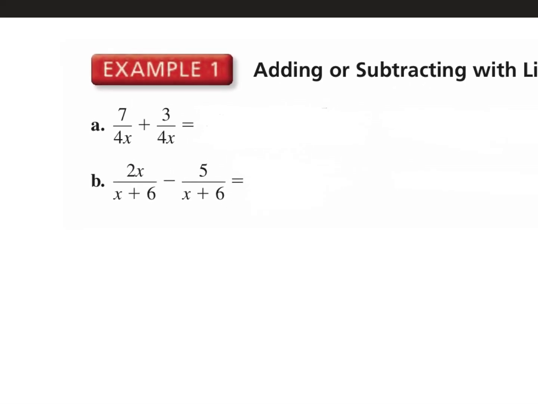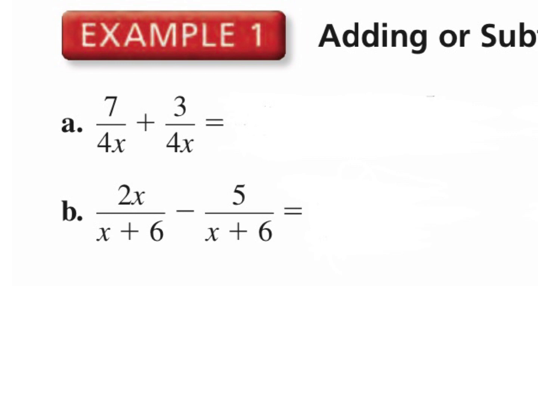So let's add an example 1. So we already have a common denominator, so we just add the numerators. 10 over 4x. The denominator stays the same. How could I simplify this? I would divide the top and the bottom by 2. So that would give me 5 over 2x.